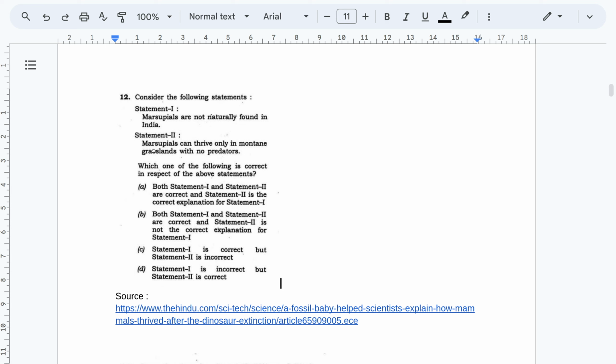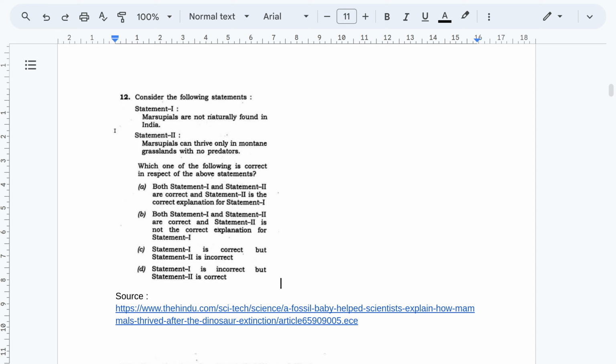Back to the point: marsupials can thrive only in montane grasslands. No. There are forest regions in Australia. When the forest fires came, we saw a lot of koalas getting burned. So it's not just in montane grasslands; in arid and semi-arid regions too, we see marsupials. In different climate conditions, they exist. And with no predators, it's false. There are predators and still they survive in those regions. So this statement is false. You can answer this question simply by knowing what marsupials are and some basic information about them. You could have picked this up from either static books or the newspaper. So this is how you should approach this question.